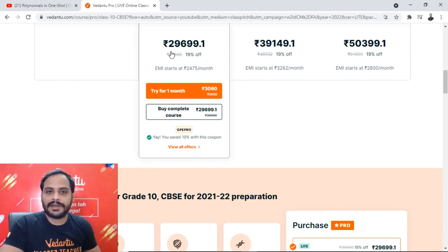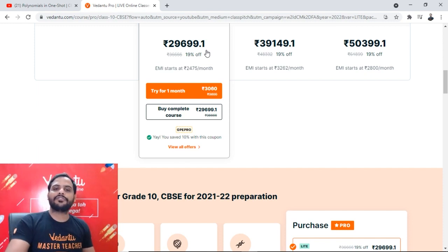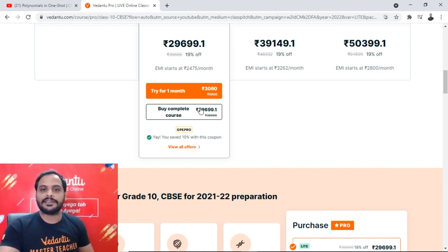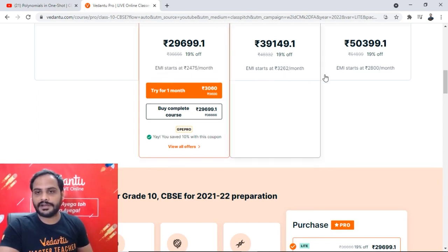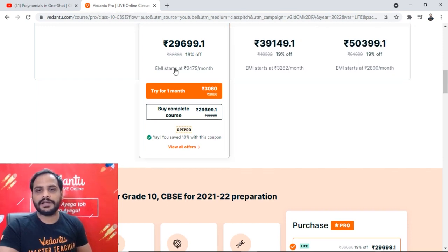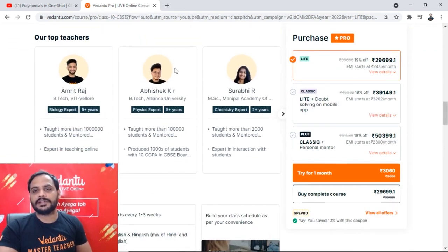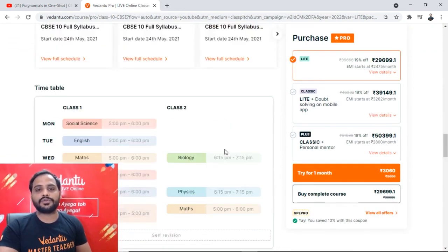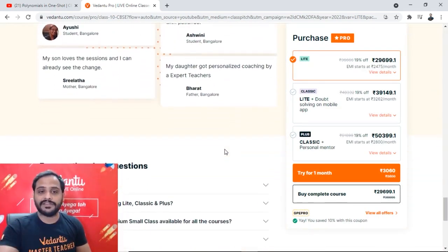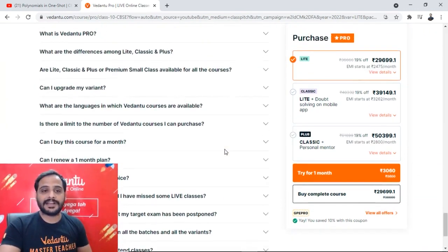Now suppose this price is big for you and you cannot pay it all together, you can also go for the EMI option. You can clearly see the EMI starting options are given over here at the starting as well. Okay, beta, so this is how it will work for you. Also, one more thing: these prices are not only for completing your syllabus once. You can complete your syllabus as many times as you want.